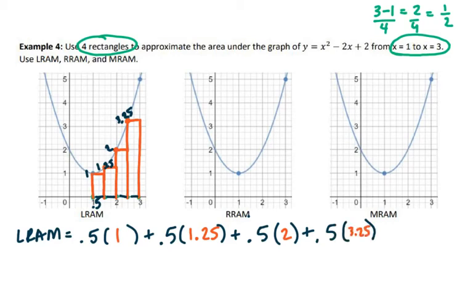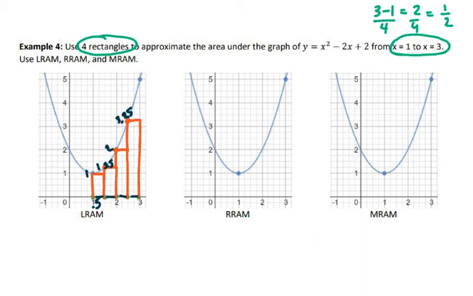And you would just use your calculator. In this case, they're kind of grosser, but they're not too bad. And you're going to get a total area of 3.75. Awesome. Now let's do the same thing for the right.